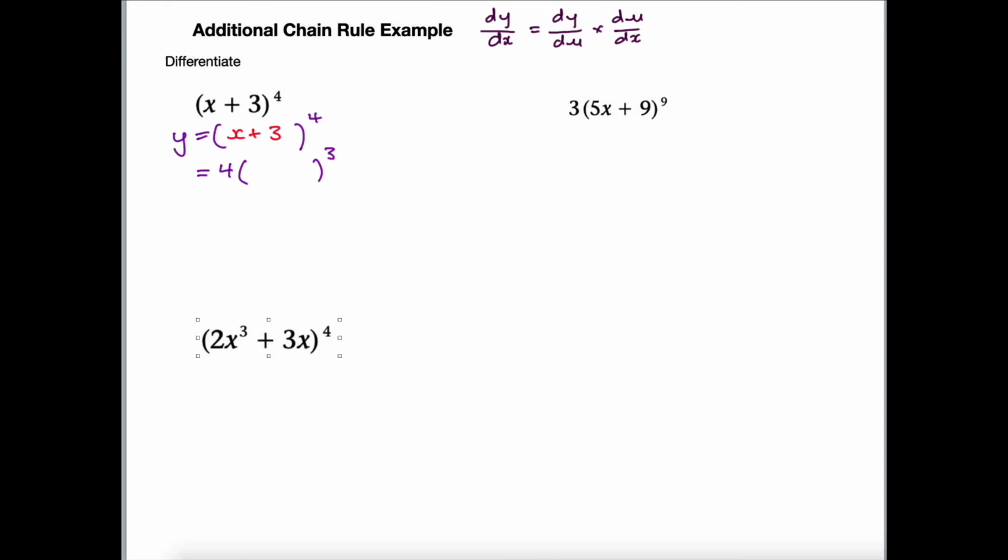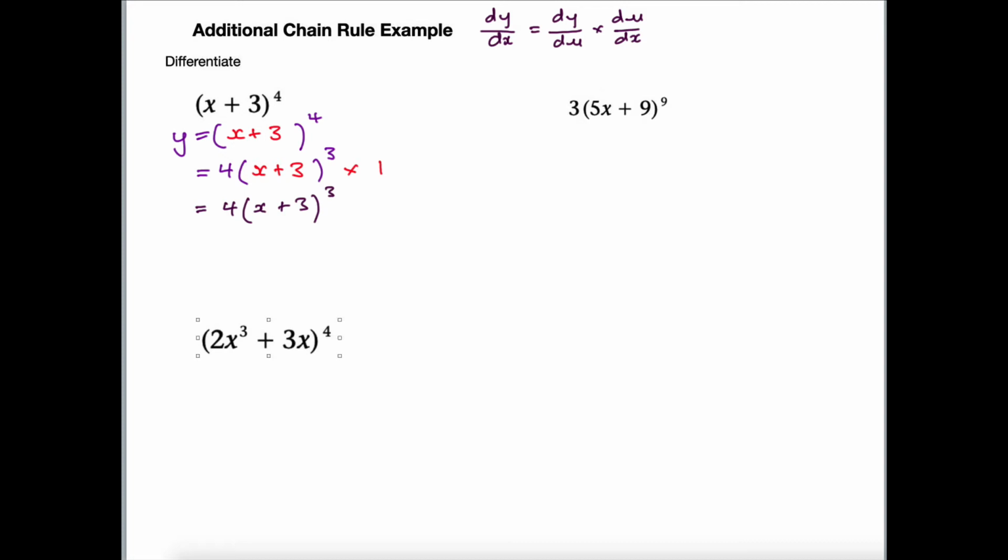the power of 3, because I reduced the power by 1 and it comes out the front. So it's reducing the power by 1, 4 minus 1, the 4 goes out the front, and so we've got something to the power of 3. The thing inside stays the same because I didn't do anything with that. Now I need to times it by the derivative of the inside bit. Now the derivative of x plus 3 is just 1, which gives us our final answer, which is 4(x plus 3) to the power of 3.